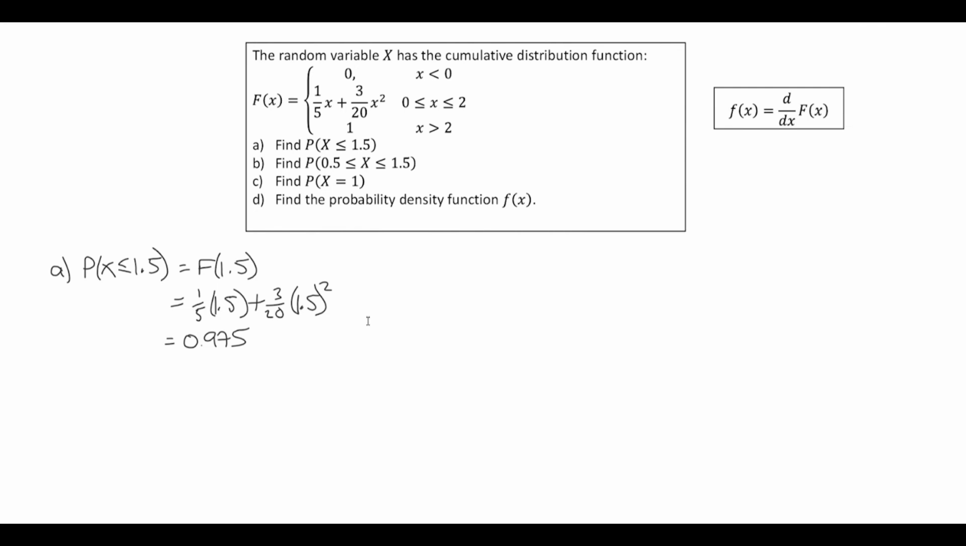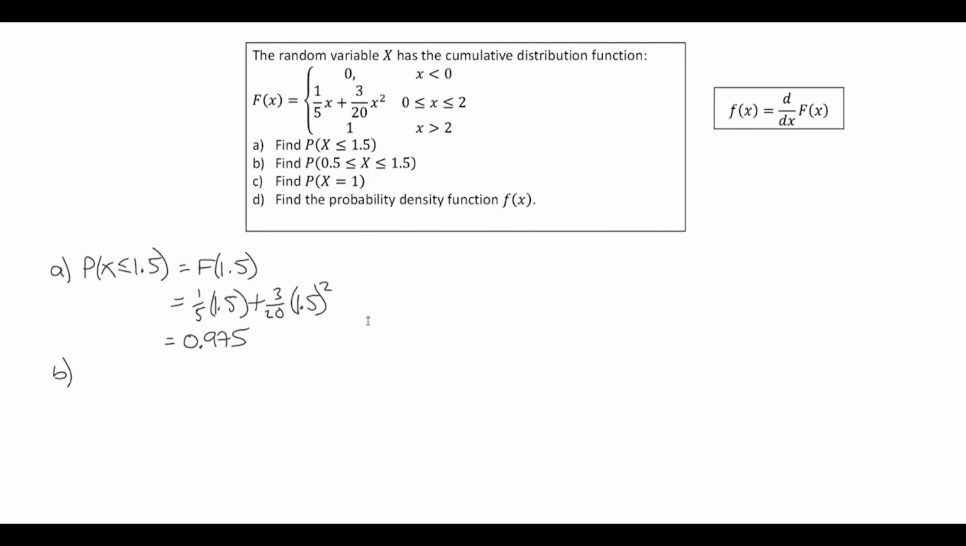Part B wants us to find the probability that it's in between 0.5 and 1.5. If we were starting from the PDF, we could integrate in between these two values and get our answer. But we're starting with the cumulative distribution function. So to find this, we're going to need to do the capital F of 1.5 minus the capital F of 0.5.